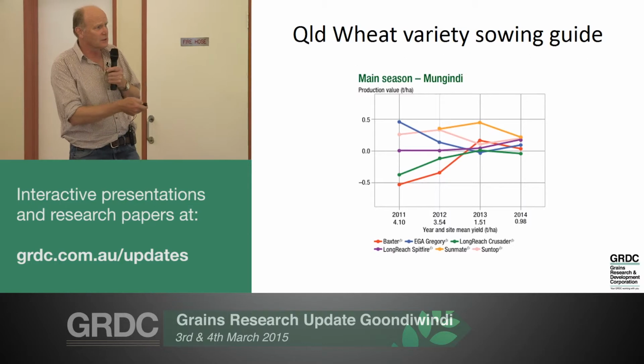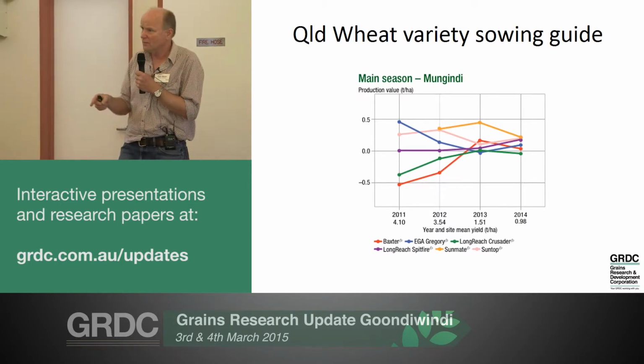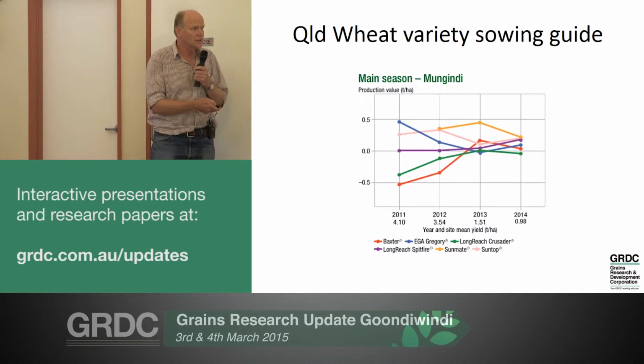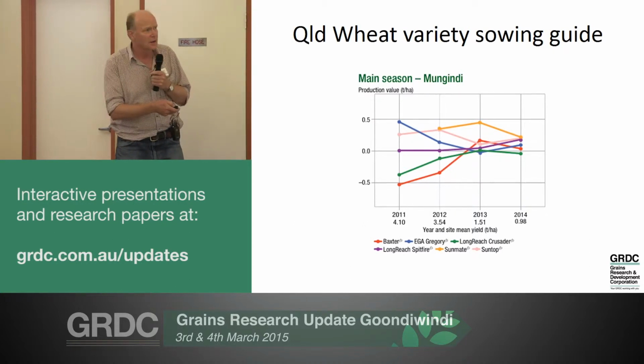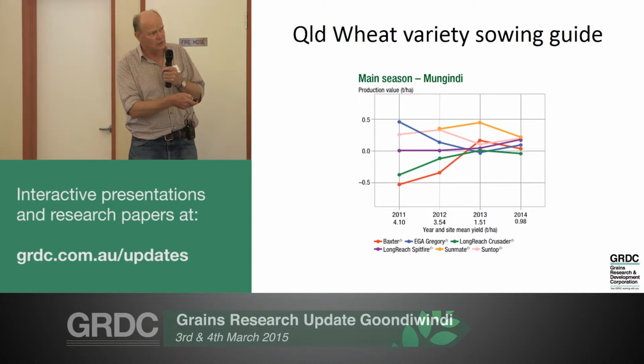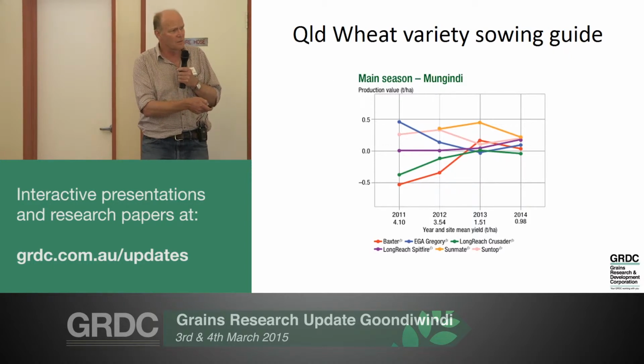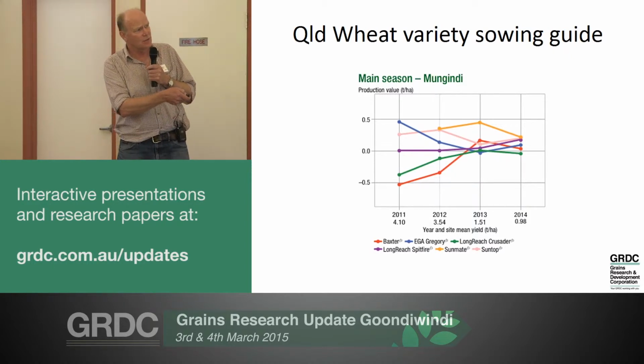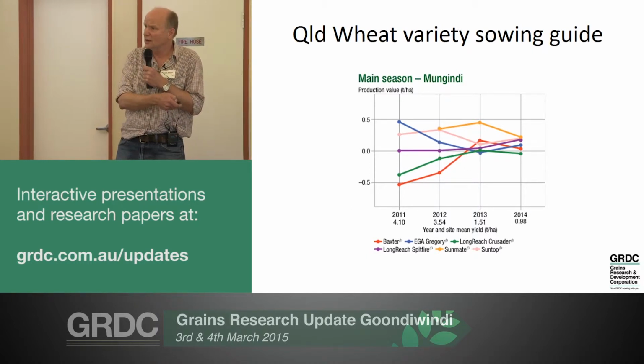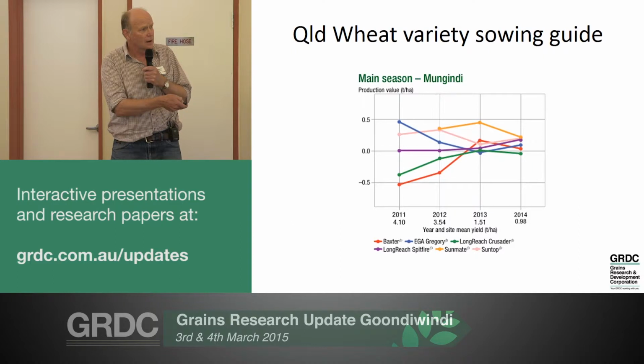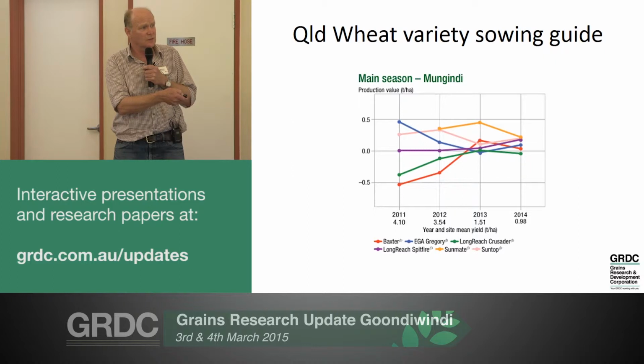If you do that, this is the graph out of the crop variety sowing guide that should have been in your satchels. This happens to be for Mungindi, and you can see that the graph has zero mean yield. It's the BLUP, and it's 11, 12, 13, 14. The varieties listed are under here, and you can see reasonably quickly here that Suntop is a relatively stable, high-yielding variety at Mungindi. Spitfire, moderate yield, sitting around site mean yield, but quite stable. And Sunmate, also high-yielding.